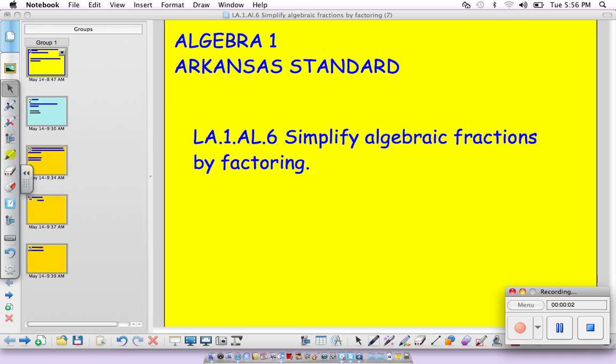Algebra 1, Arkansas Standard, LA.1.AL.6. Simplify algebraic fractions by factoring.